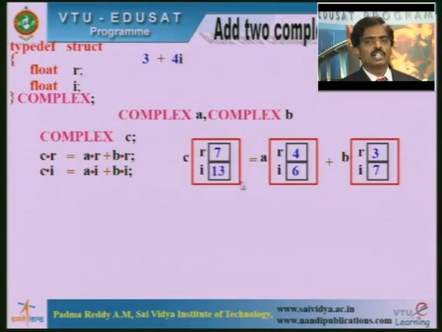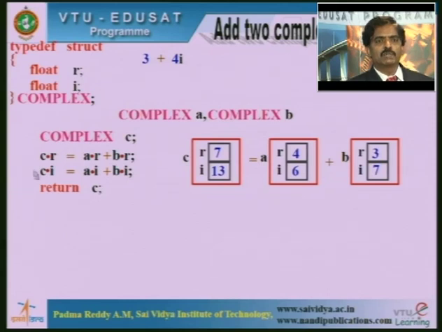13. So this is a complex number, a new complex number. This is the sum of A and B. 4 plus 3 is 7. 6 plus 7 is how much? 13. So this is the result. You have to give the result to the function main. So I write return C. If I write return C, this complex number goes to the calling function. In our example, calling function is the function main.